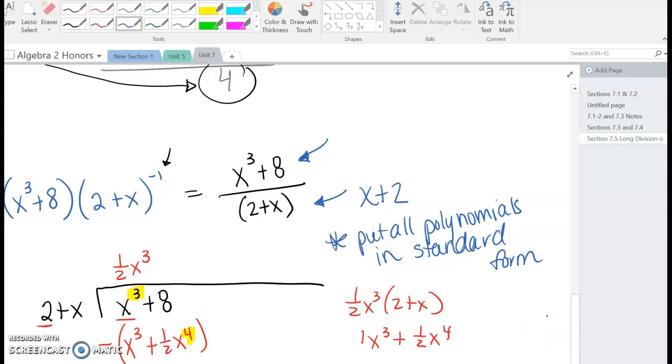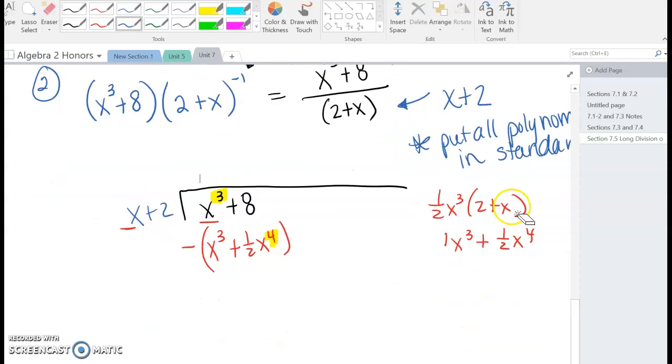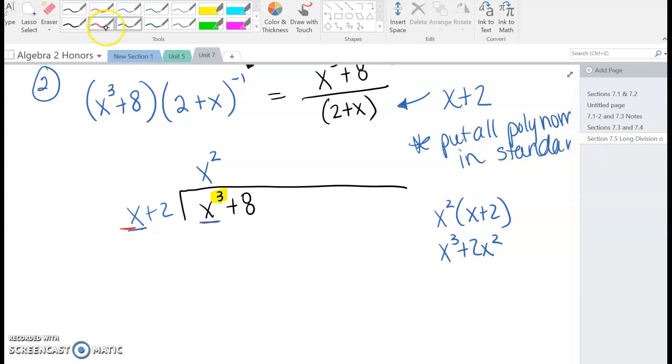Okay, so now I'm going to restart this, and I'm going to make this x plus 2. And this is going to look a little different here, so it's not going to be 1/2 x cubed anymore. Let me erase, for the love of goodness sake. So I'm going to fit x into x cubed. That's x squared. And now I'm going to do my little side work. x squared times x plus 2 gives me x cubed plus 2x squared. So now I want to subtract this quantity, x cubed plus 2x squared.